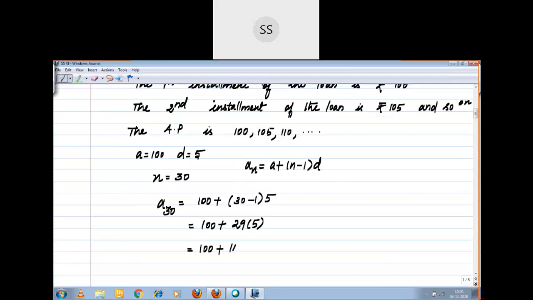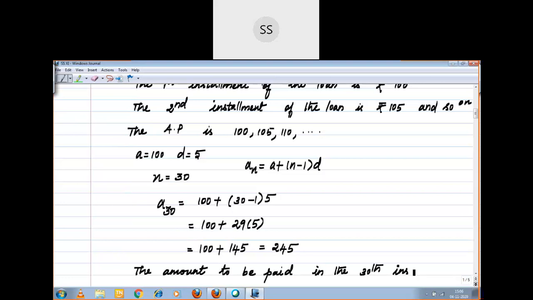100 plus 145, which is equal to 245. The amount to be paid in the 30th installment is rupees 245. Got it?